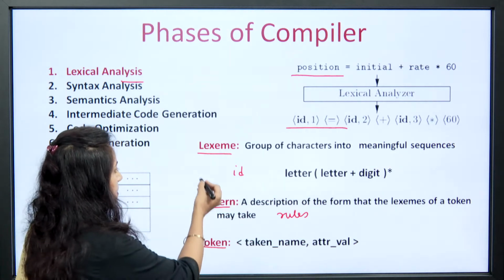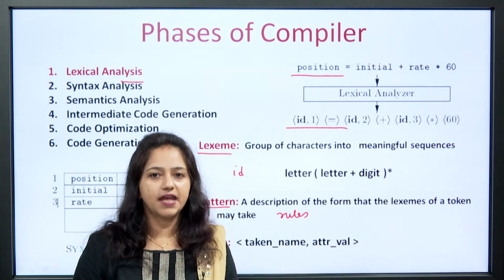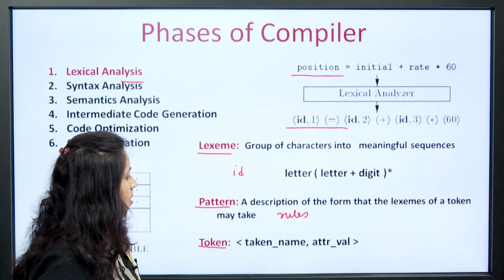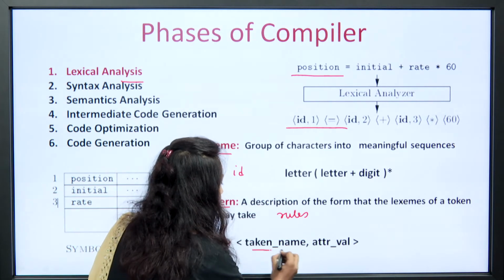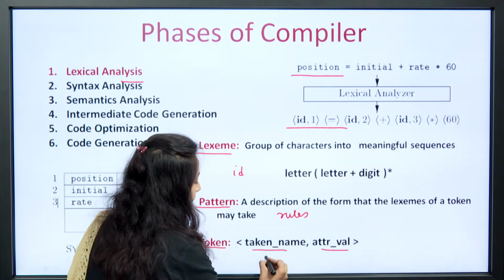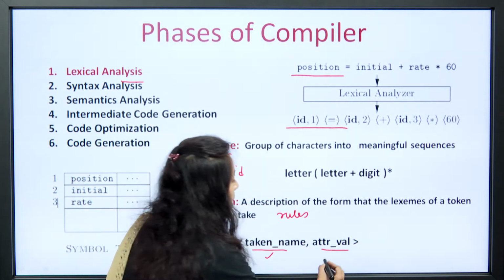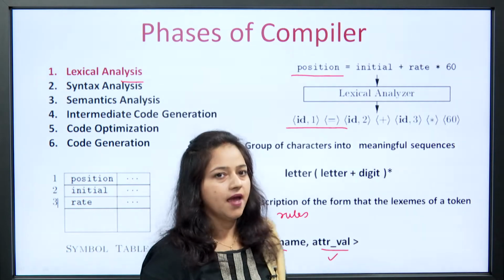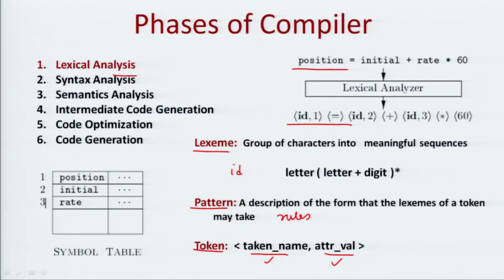Now, to the lexeme we can assign the token based on the pattern obtained, and the format of a token is actually a pair, that is the token name and the attribute value. Here we write the abstract symbol to represent the token, and the attribute value is optional, and that entry will be done in the symbol table. So, this is a summary of the previous class that we discussed.